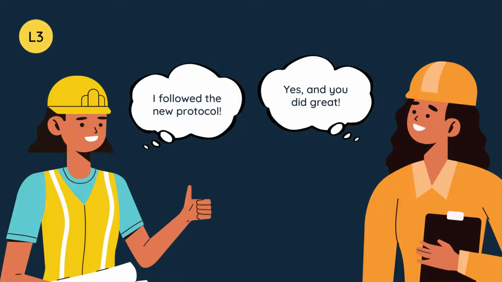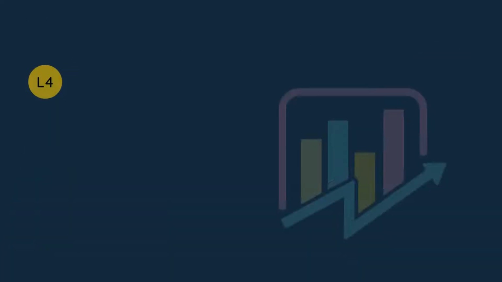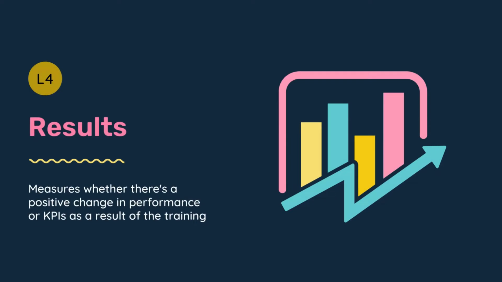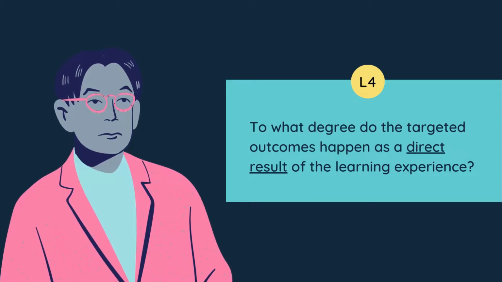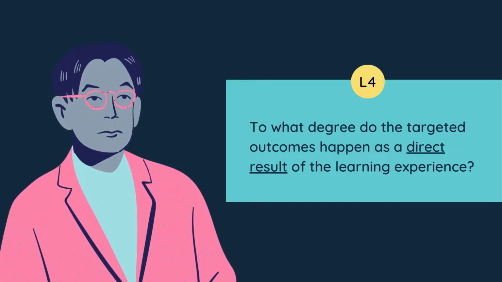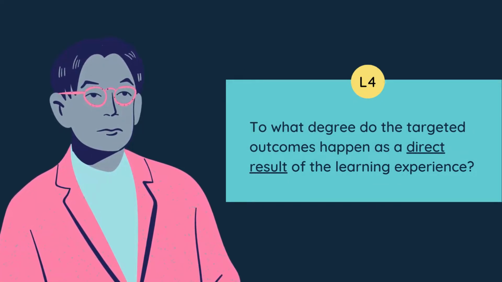The fourth level, results, measures whether there are any positive changes in performance after implementing new procedures as a result of receiving instruction about them. To what degree do the targeted outcomes happen as a direct result of learners participating in the learning experience?